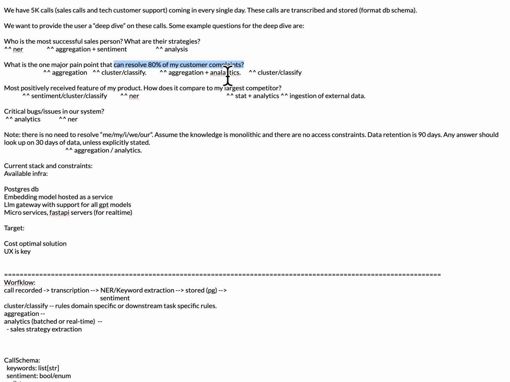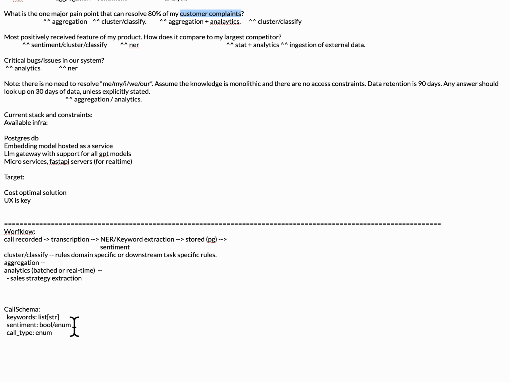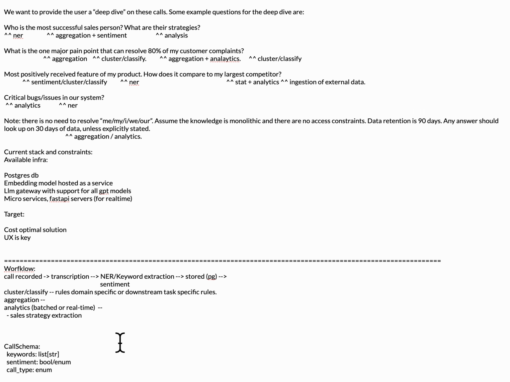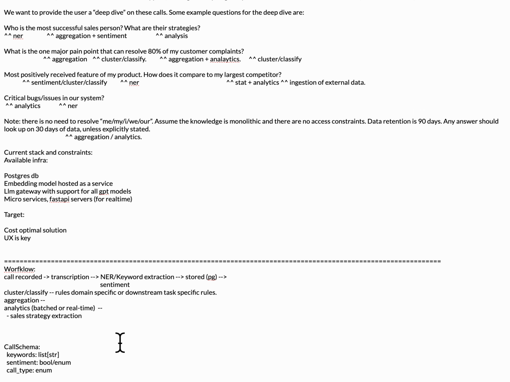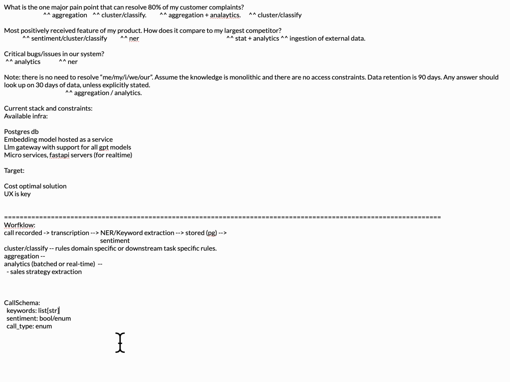Then customer complaint will be in keywords, but keywords are more generic. We want a more controlled way of getting at it. So what can we extract? We are already extracting call type. So along with call type, we can have call type specific tags, right?